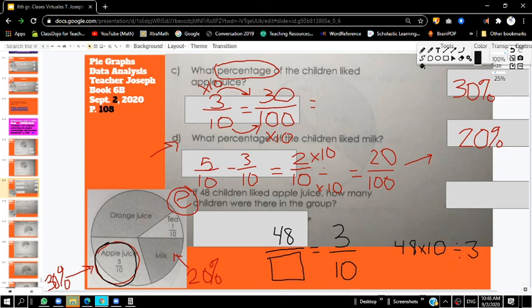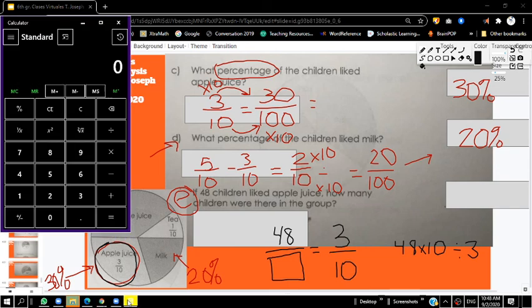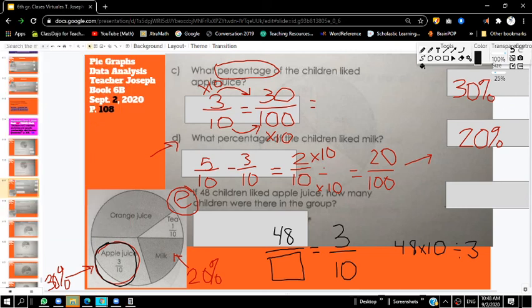I can do that on the screen, but since there's not a lot of space, I'm going to use the calculator. Here we have 48 times 10, which equals 480. Divide that by 3, and we get 160. So the amount of students in the whole group is 160. And we're going to label that as children.